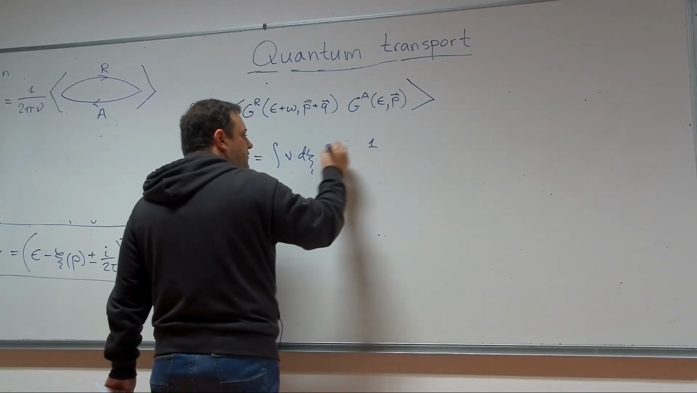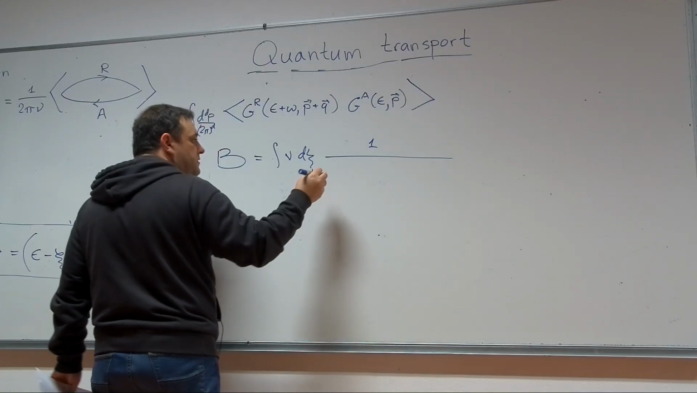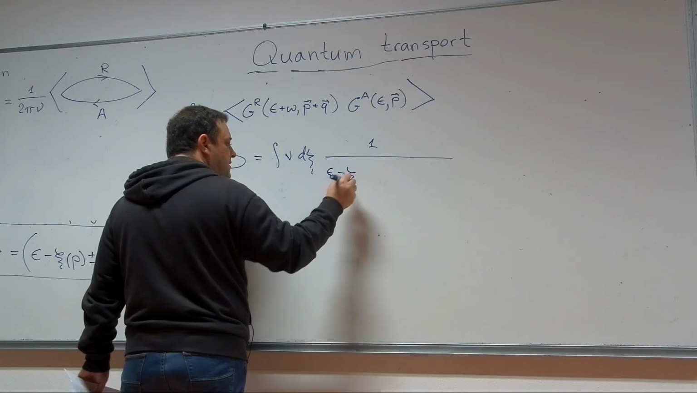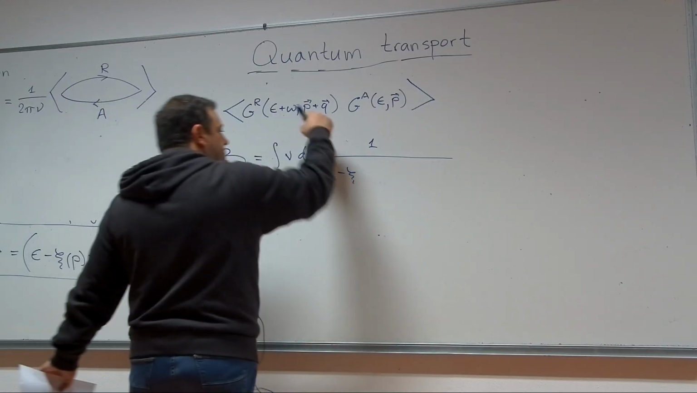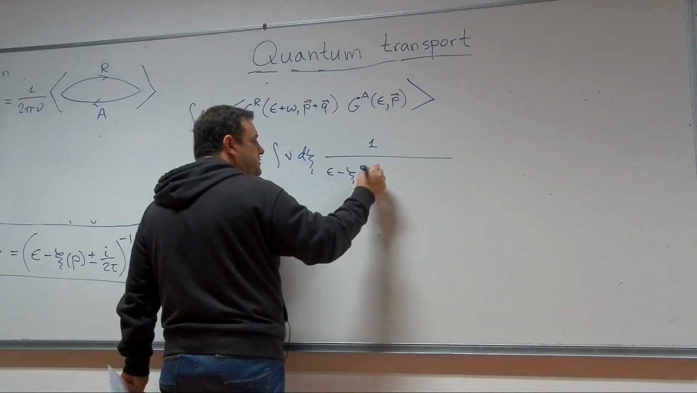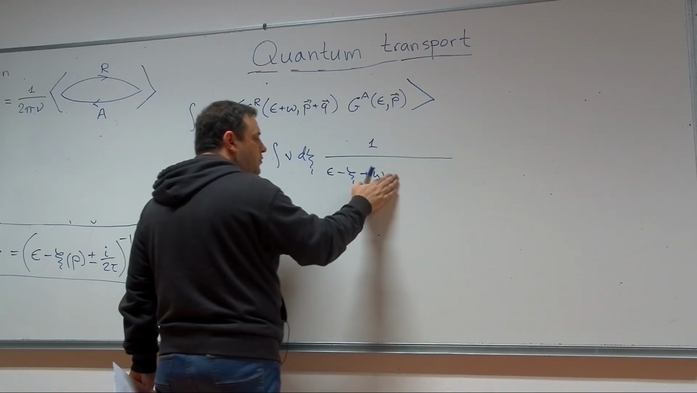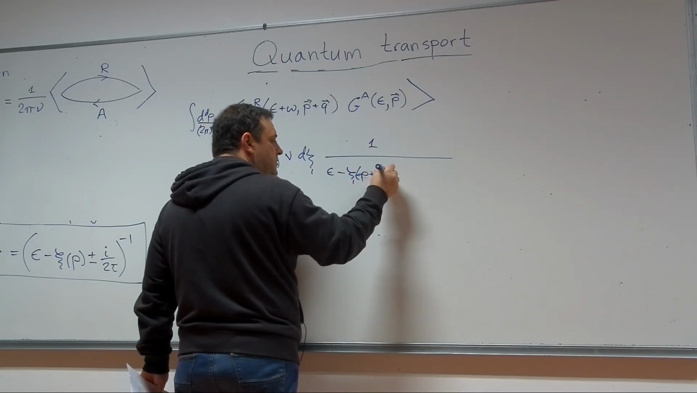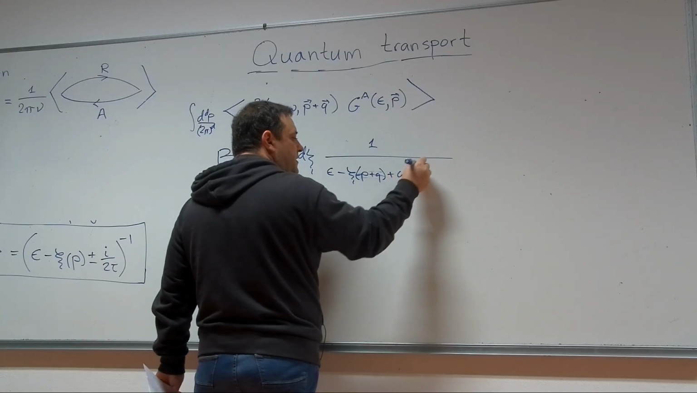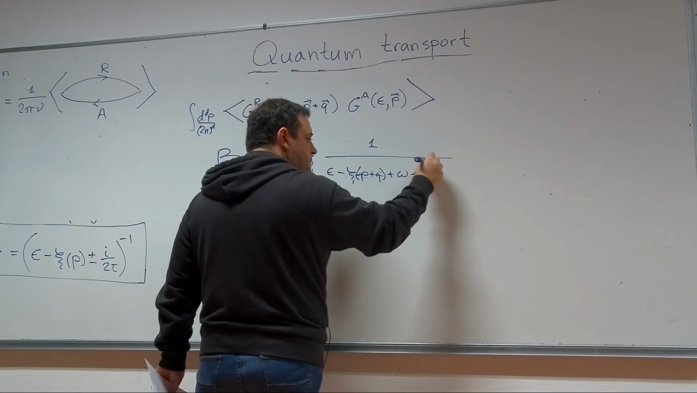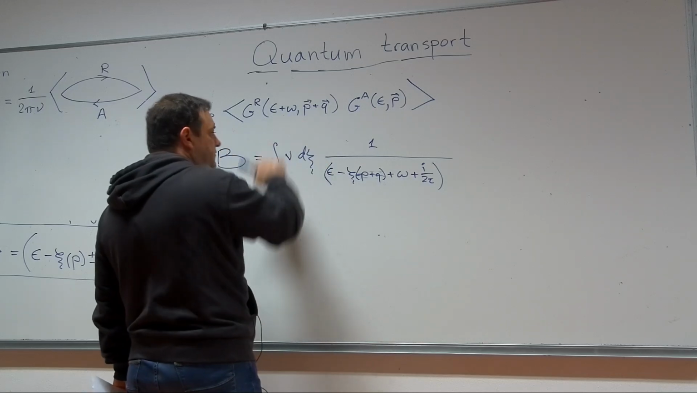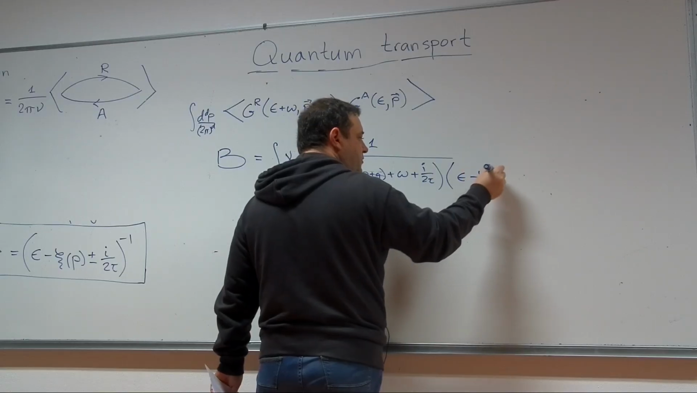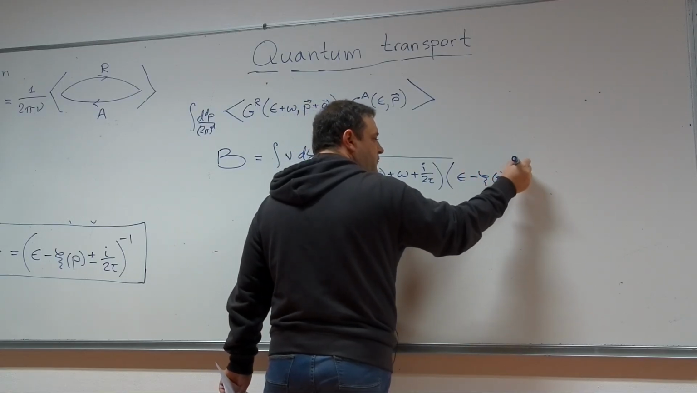And the product of 2 average Green functions, I will also write like this: epsilon minus xi. This is for the retarded functions. So I add plus omega, or let me put it this way, xi of p plus q, plus omega, plus i over 2 tau. This is the retarded function. And the advanced function is epsilon minus xi of p minus i over 2 tau.